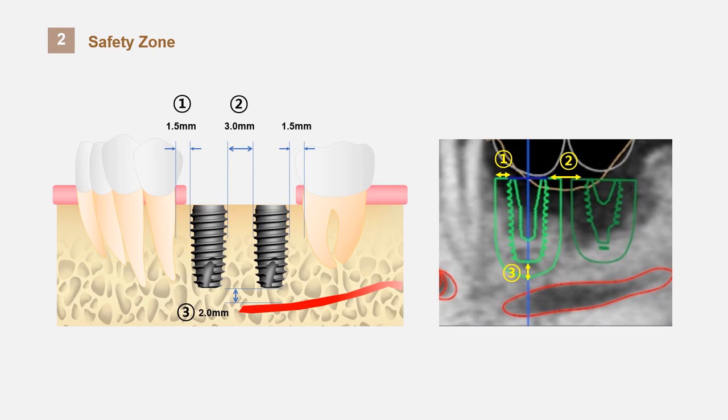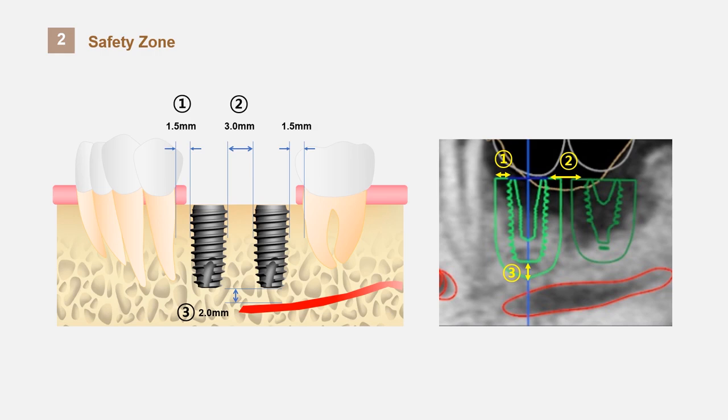When placing the implant, the safety distance between the implant and the tooth is 1.5 millimeters, and the safety distance between two implants is 3 millimeters. You have to select the right place to place the implant, knowing all this.